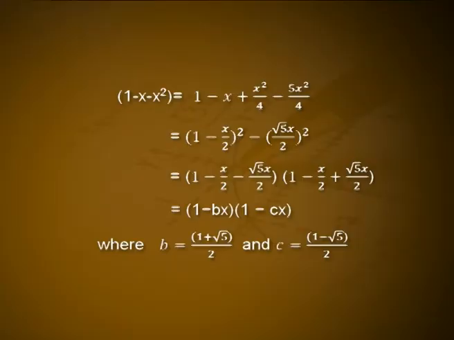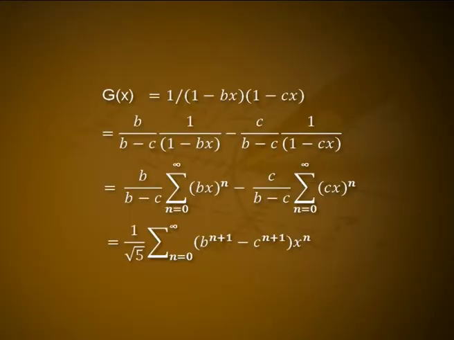Now, note that 1 - x - x^2 = 1 - x + x^2/4 - 5x^2/4 = (1 - x/2)^2 - (root 5/2 x)^2 = (1 - x/2 - root 5/2 x)(1 - x/2 + root 5/2 x) = (1 - bx)(1 - cx), where b = (1 + root 5)/2 and c = (1 - root 5)/2.